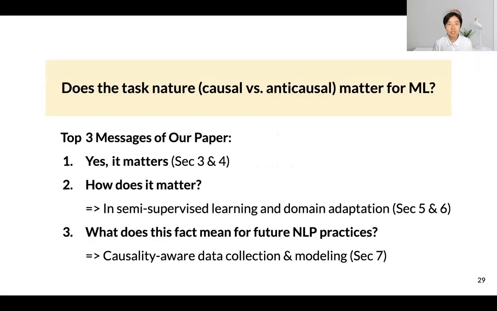So to summarize, we will end with a re-emphasis of the three key messages. The task nature, causal versus anti-causal, matters for machine learning practice. Especially in semi-supervised learning and domain adaptation, it shows a clear difference. And lastly, we suggest causality-aware data collection and modeling.